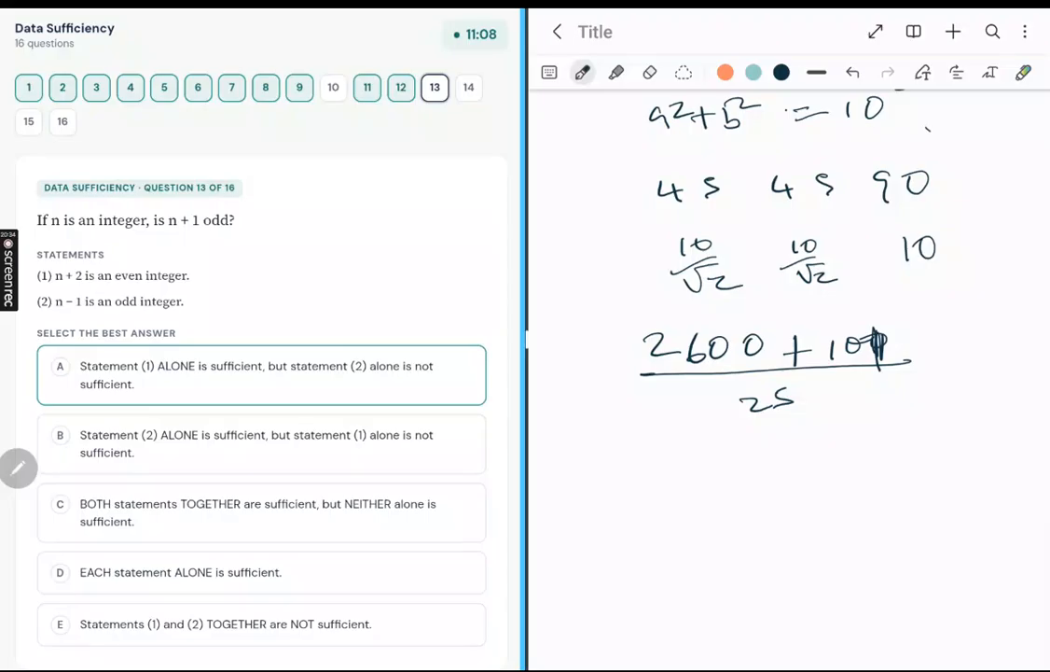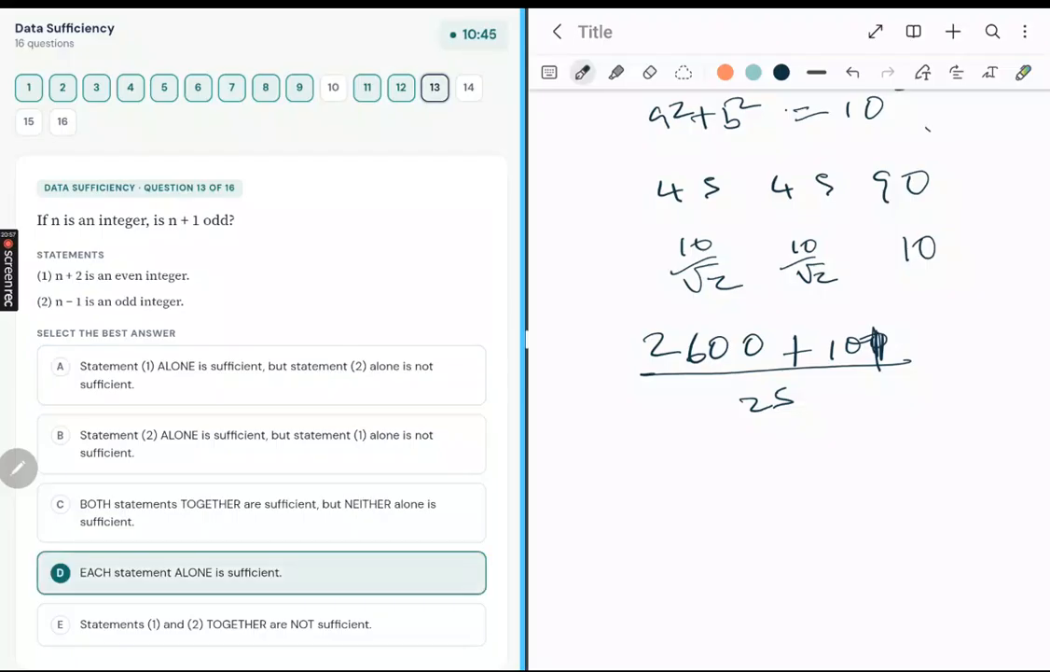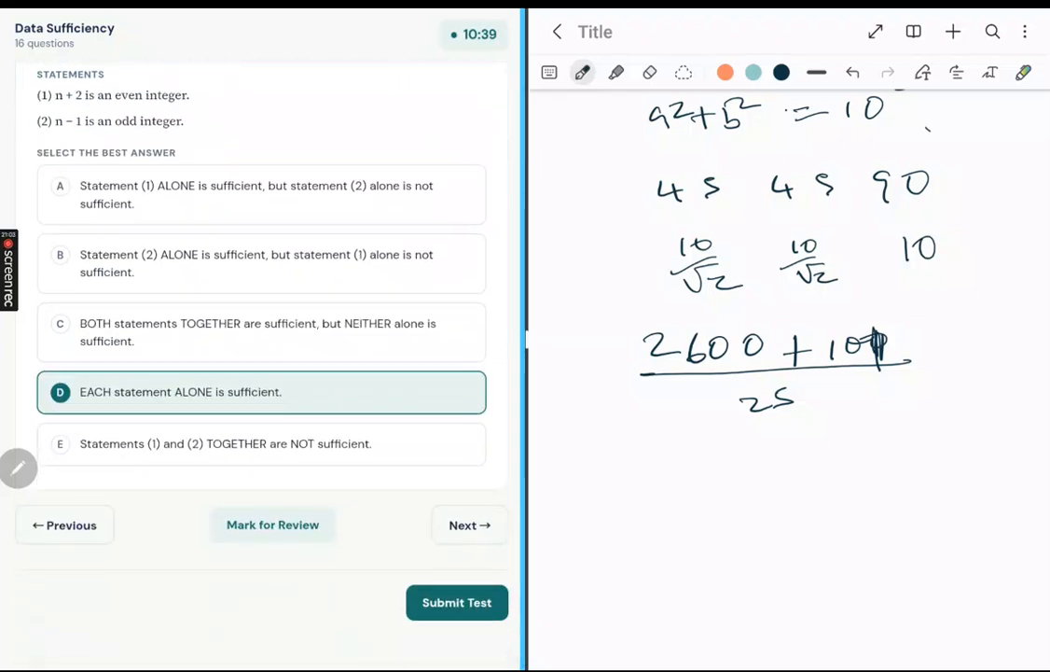So let n be 2. 2 plus 2 is even. Then 2 plus 1 is odd. So that is sufficient. Let n again be 4. 4 minus 1 is 3, and 3 plus 1. 4 minus 1 is 3. 4 plus 1 is 5. So both statements are sufficient. Next question.